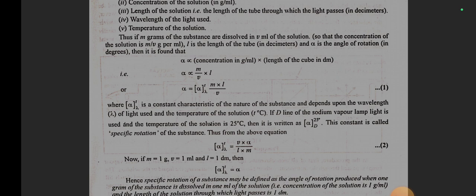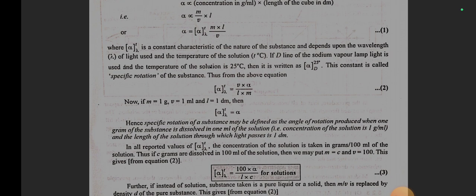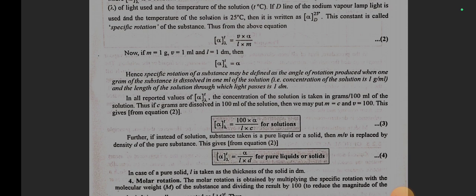If the D line of the sodium vapor light is used and the temperature of the solution is 25 degrees Celsius, then it is written as [α]_D^25. This constant is called the specific rotation of the substance. Thus, from the above equation, [α]_λ^T = (V × α) / (L × M).